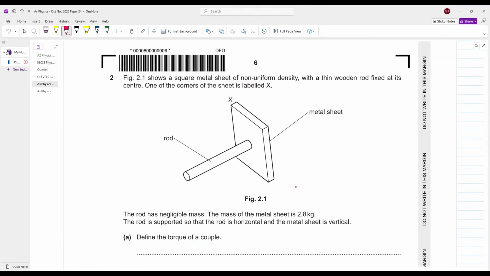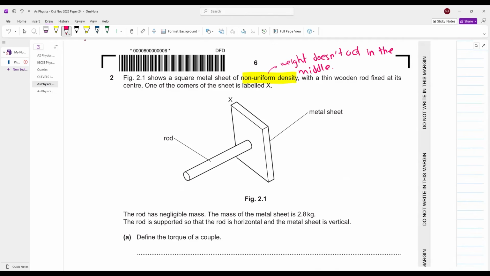Figure 2.1 shows a square metal sheet of non-uniform density. Okay, so you have a metal sheet of non-uniform density. Sir, what does non-uniform density mean? This means that weight doesn't act in the middle. इसका मतलब ये है कि weight middle में act नहीं कर रहा.